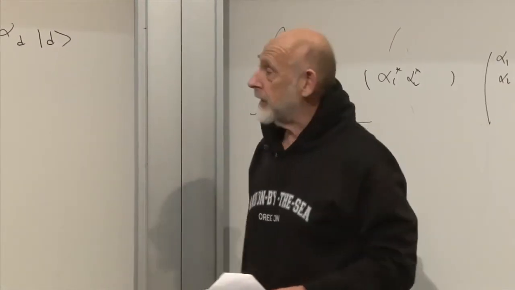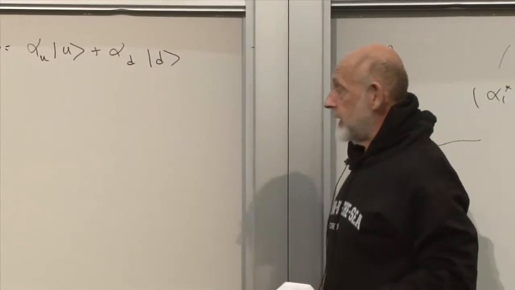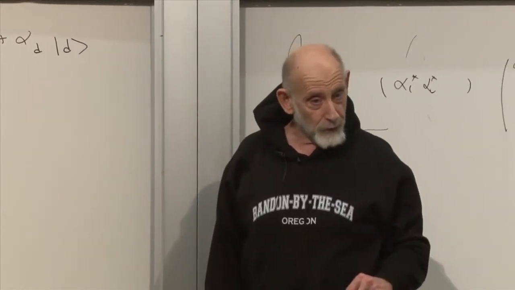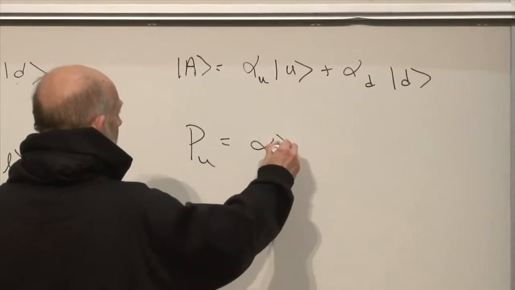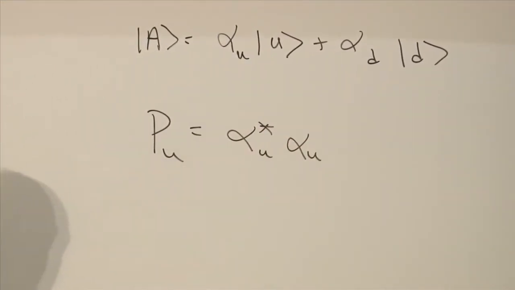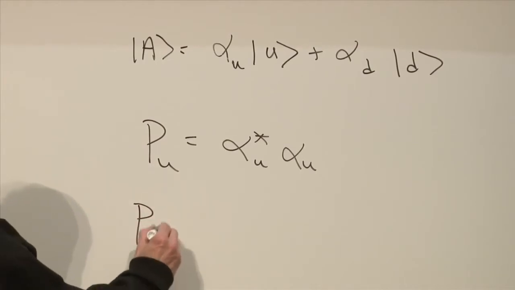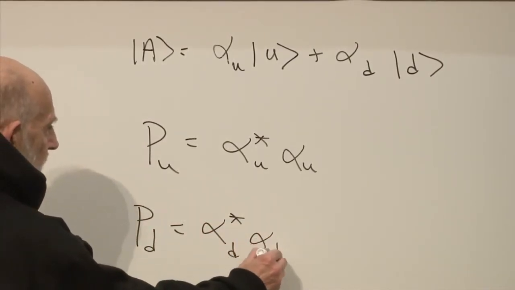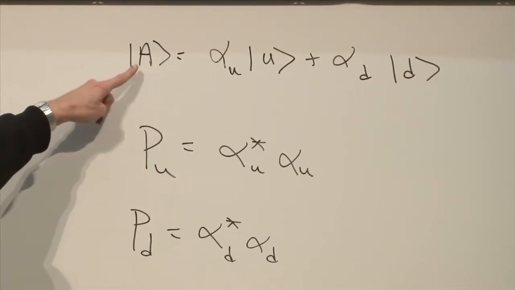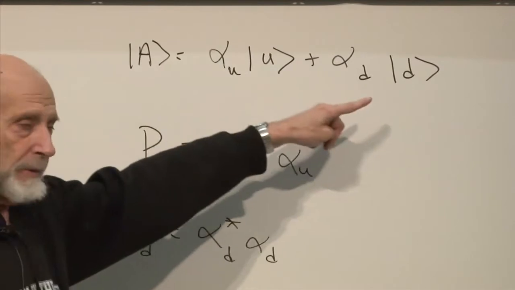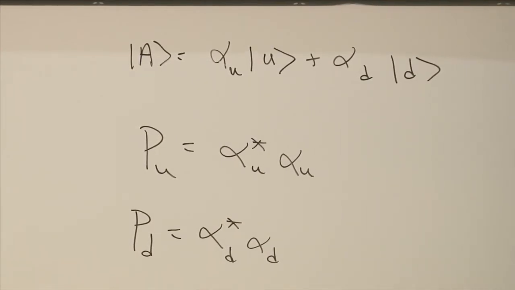Next postulate. The next postulate is that if somebody prepared us an electron or a spin in this state and we measured up and down, we would find probabilities for up and down. The probability for up is the square of the magnitude of this coefficient, alpha star up alpha up, and the probability for down is equal to alpha star down alpha down. In other words, it's basically the square of the component of A in the directions up and down. These alphas are essentially the components of a general vector along the two axes up and down.